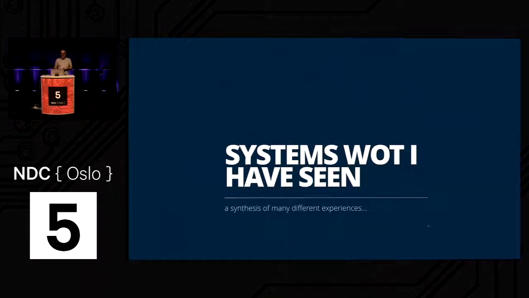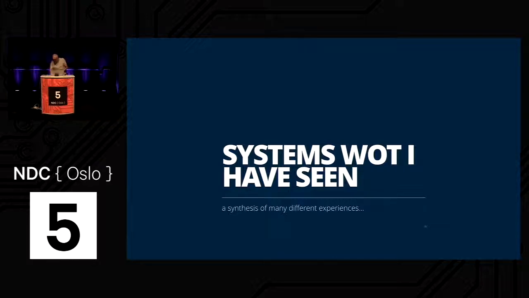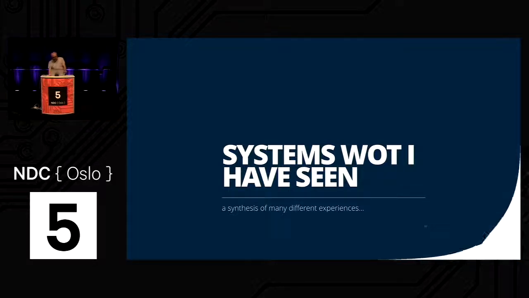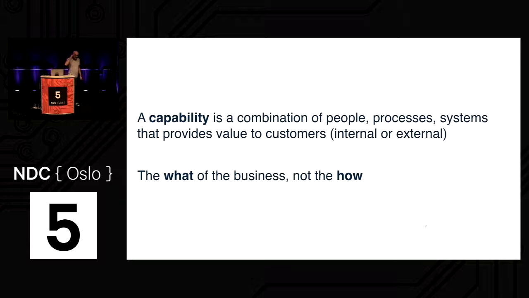So, stuff I've seen. I want to define some terms first. The first one is, what is a capability? I talk about capabilities a lot. A capability is a combination of processes, people, systems that provide value to a business in some way, and to customers, and those customers could be internal, they could be external. It's essentially the stable parts of your business, the what of the business, not the how. Business processes can and should change, but the capabilities themselves should be stable.